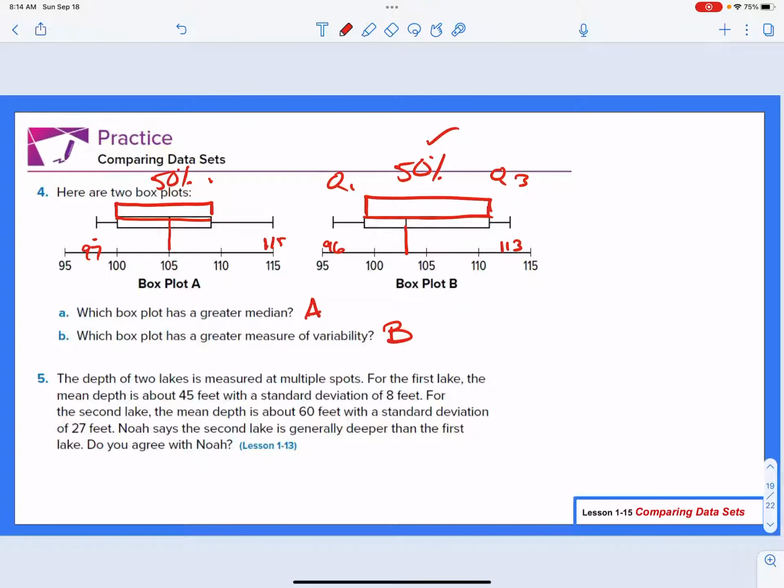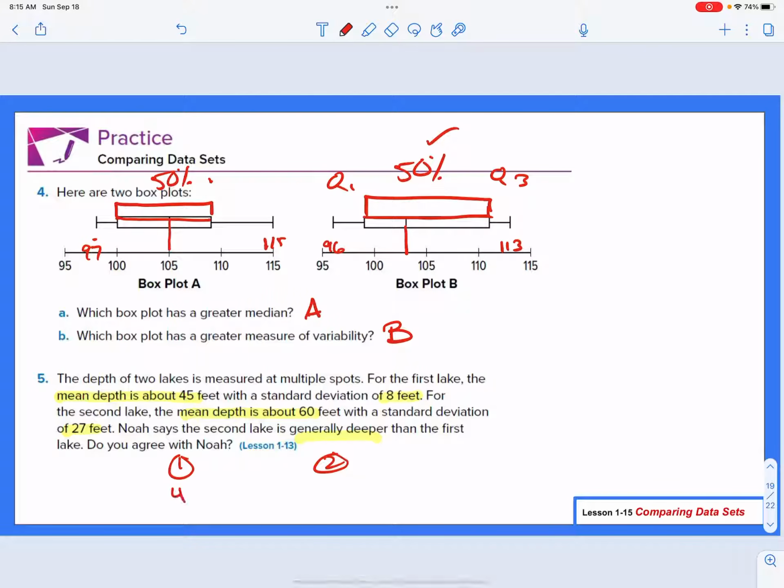Number 5, the depth of 2 lakes is measured at multiple spots. For the first lake, the mean is 45, standard deviation of 8. For the second one, the mean is 60, standard deviation of 27. Noah says the second lake is generally deeper than the first. Do you agree? Well, so here's lake 1 and here's lake 2.